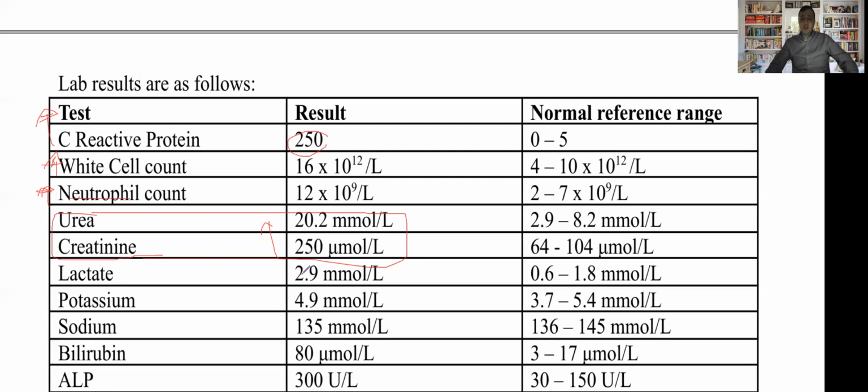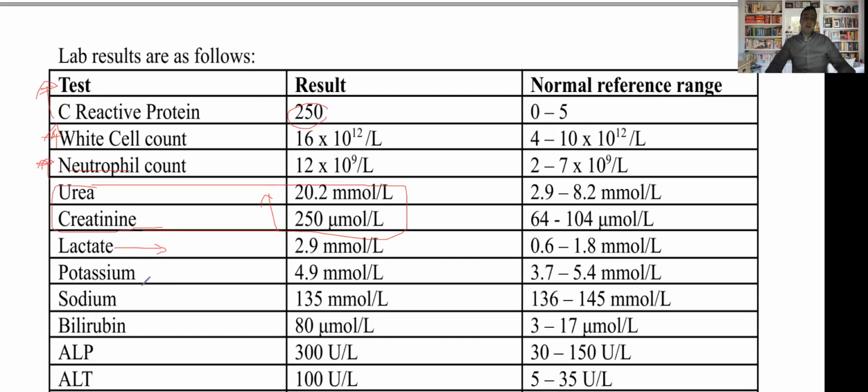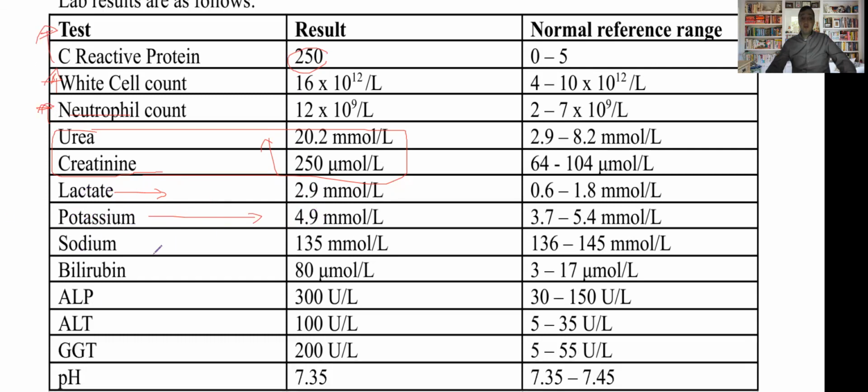Lactate, it is 2.9, which is high, so the patient has high lactate, which indicates malperfusion, decreased perfusion to the peripheral tissues. Potassium is 4.9. It is normal, but it is on the upper side. So we have to be careful with this finding, 4.9 and with high lactate, because the high lactate will cause acidosis, and this acidosis will exacerbate the increase in the serum potassium. So the potassium is normal.